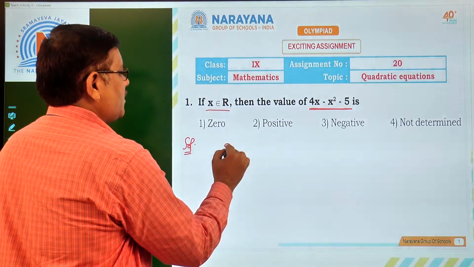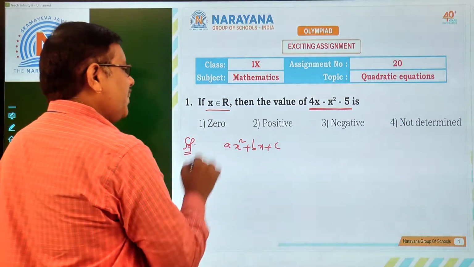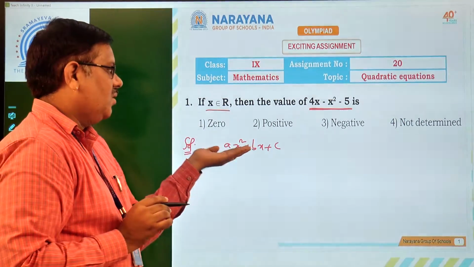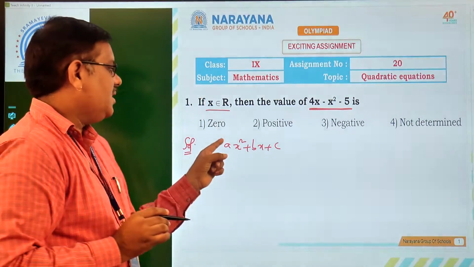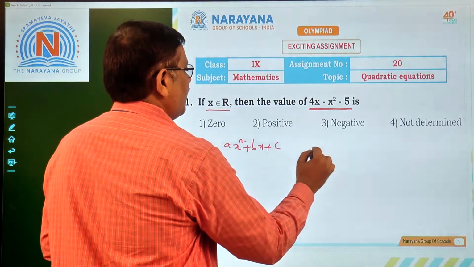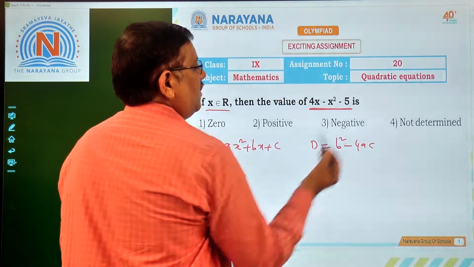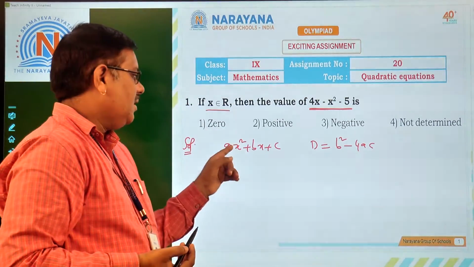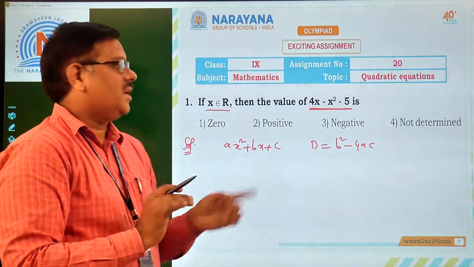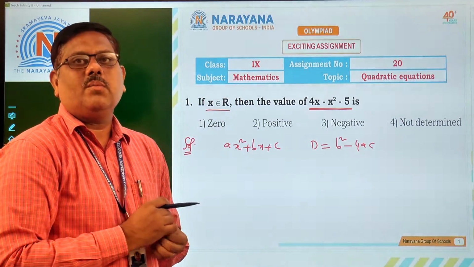Suppose you have a quadratic expression ax square plus bx plus c. Okay, the first step is to see the sign of a. That is the first task: to find the sign of the expression, see the sign of the x square coefficient. The second step is to find the discriminant D. What is D? B square minus 4ac. Based on these two, the discriminant and the sign of a, we can decide what kind of sign the given quadratic expression possesses.